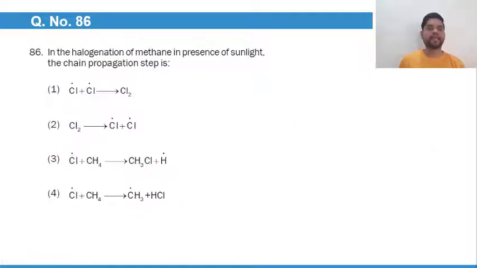And then 86. In the halogenation of methane in presence of sunlight, the chain propagation step is, we are talking about chain propagation. Two free radicals combining to give you this chlorine gas. This is termination. This is initiation, because chlorine is getting converted to free radical. Chlorine with CH4, a highly unreactive substance is formed, not possible. And hence the only option that remains is 4. That is what? Chain propagation step. So option number 4 is the right answer.